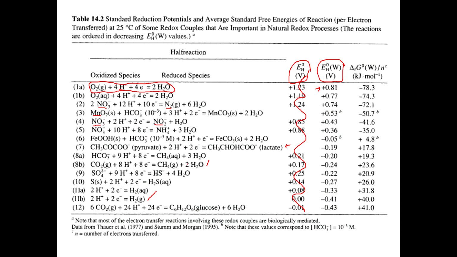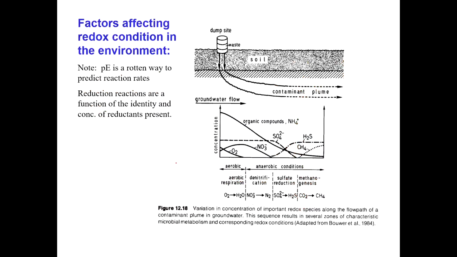When bacteria are trying to find the best electron acceptor they can get, they start with oxygen, then they go to nitrate, then iron reduction, then fermentation, then sulfate reduction, and then finally methanogenesis. And that's shown here as an example.